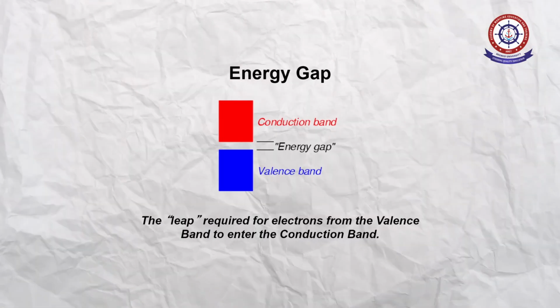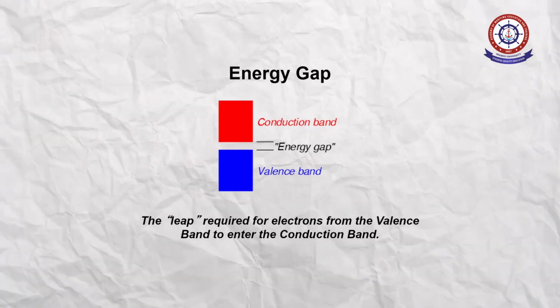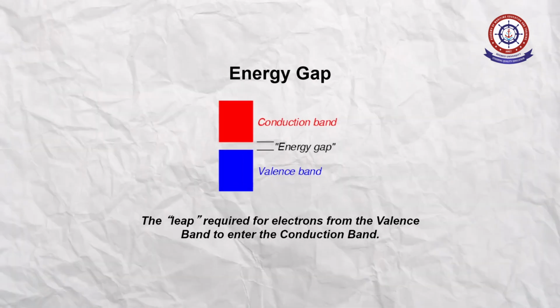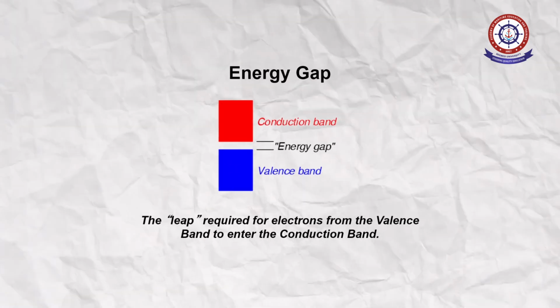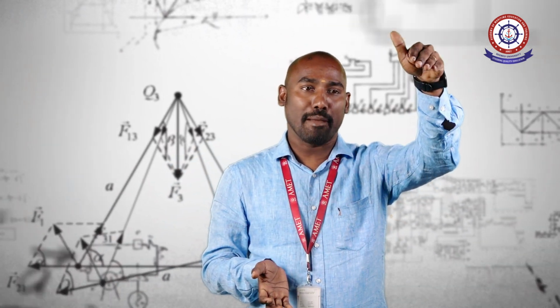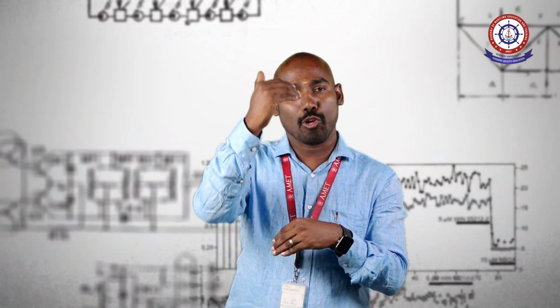The gap between the valence and conduction bands will determine the type of material. Look at this. The red one is the conduction band. The blue one is the valence band. The gap in between is called the forbidden energy gap, or normally just the energy gap. As we know, in conducting material the band gap is forbidden or almost overlapped. The conduction band and valence band almost overlap.